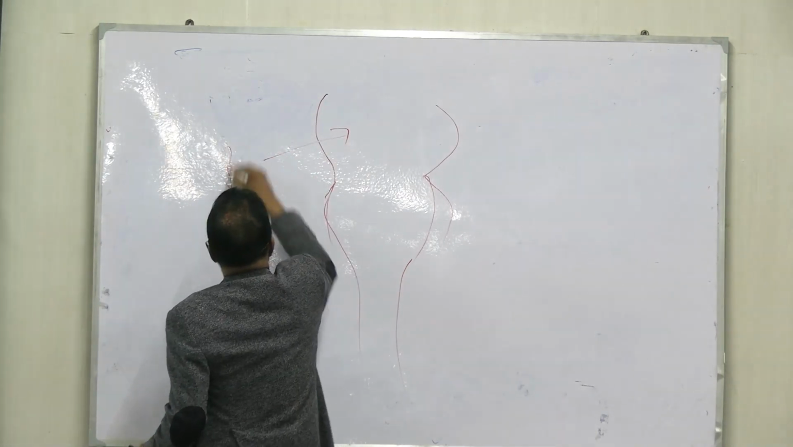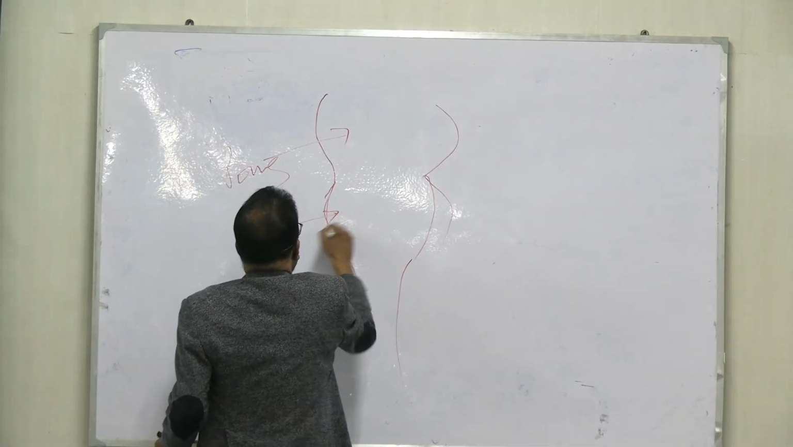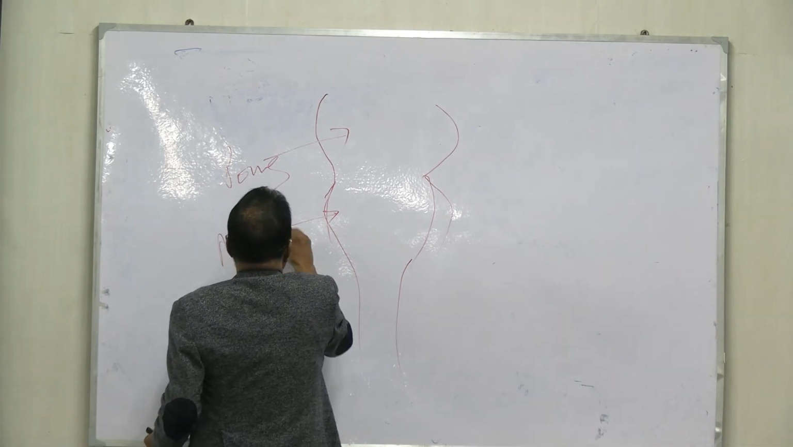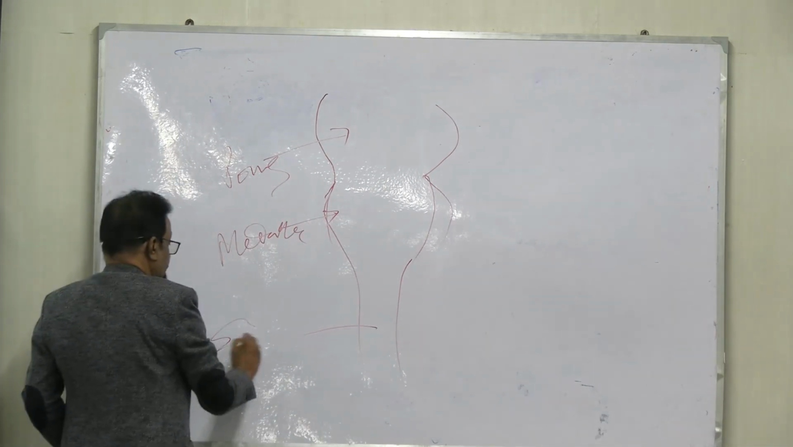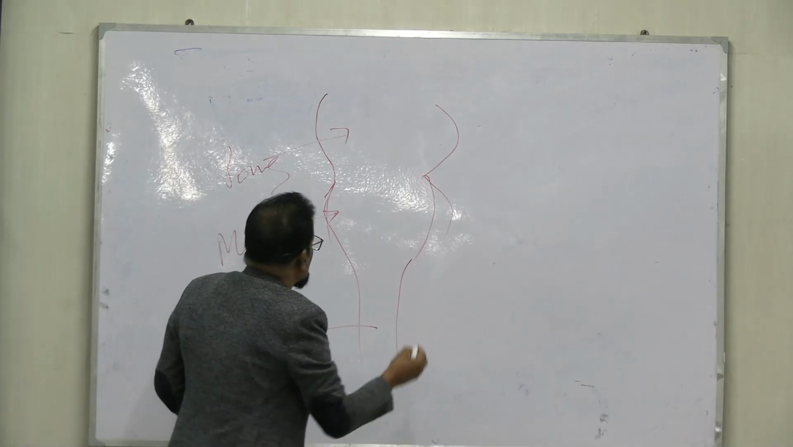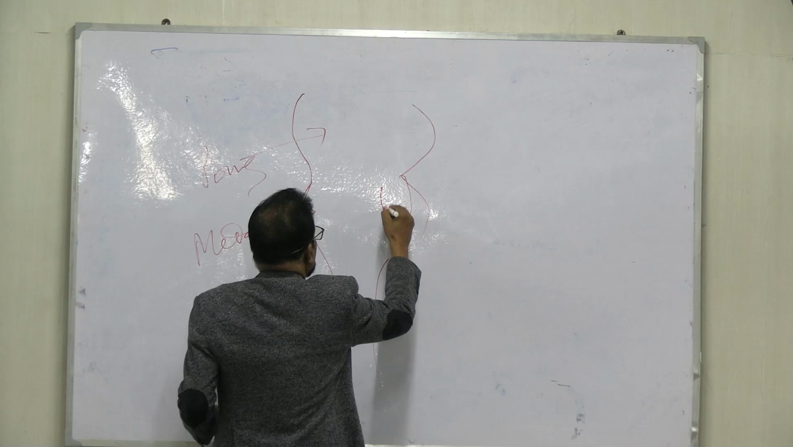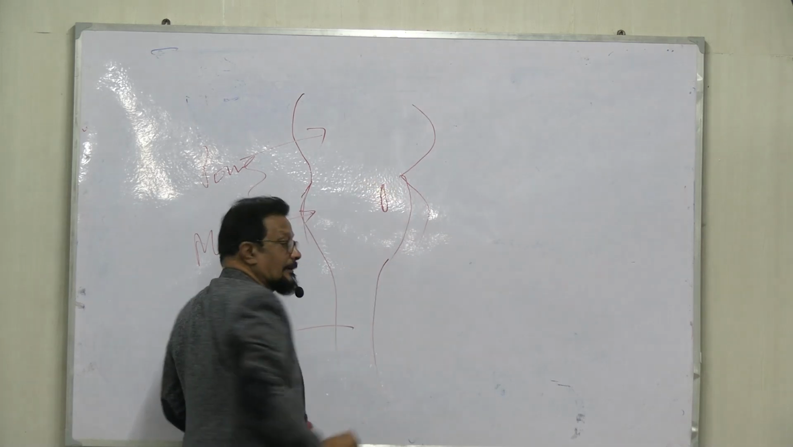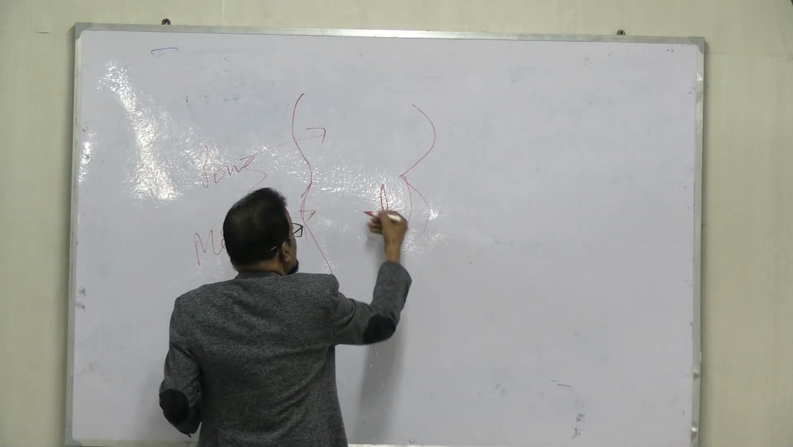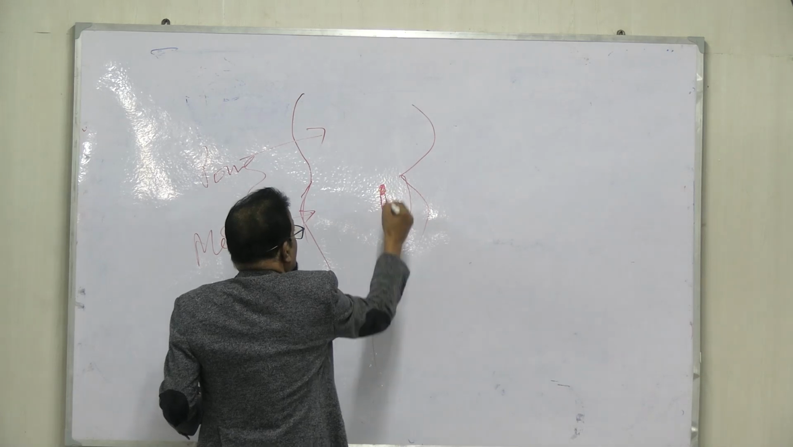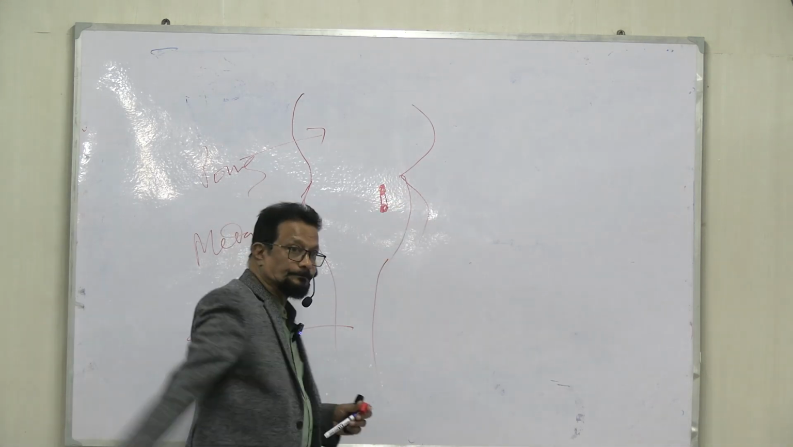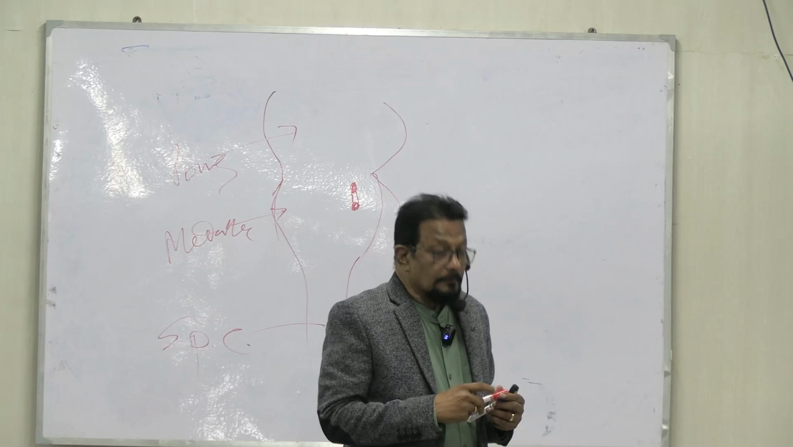This is pons, medulla, spinal cord. Here is the salivary nucleus. This is the superior nucleus and this is the inferior nucleus. What is a nucleus? In the cell, there is a controlling center, that is the nucleus.